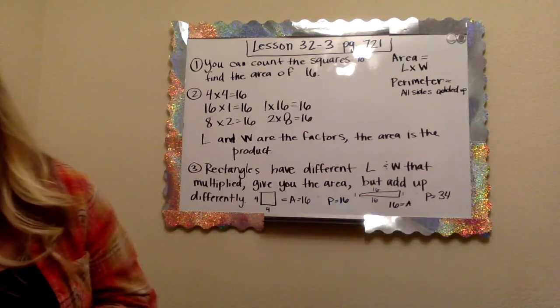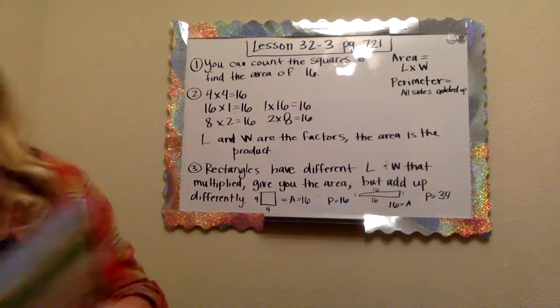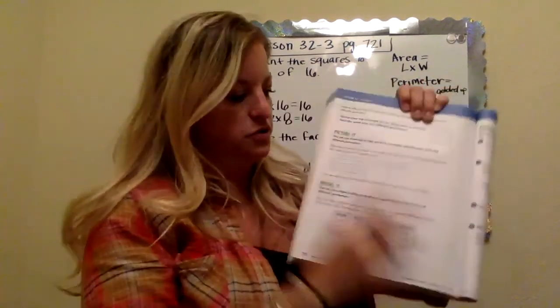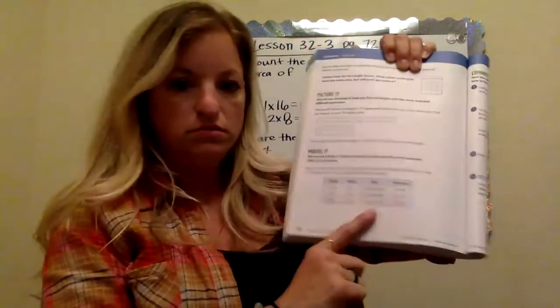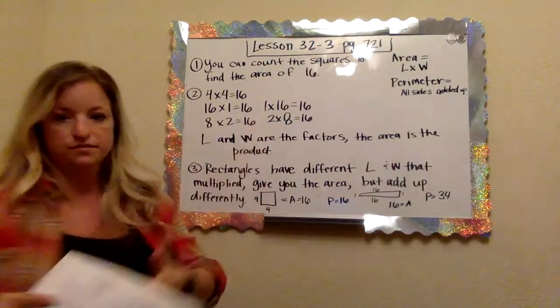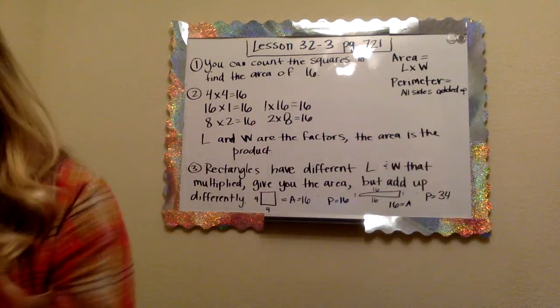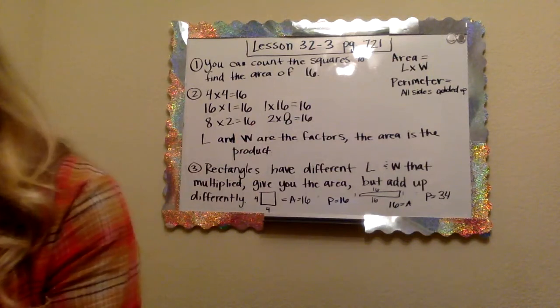And number 4 is reflect. This is again where you get to choose what works better for you. Are you finding it easier to use a model or maybe equations like this? So you're just going to write model or equations for your strategies.